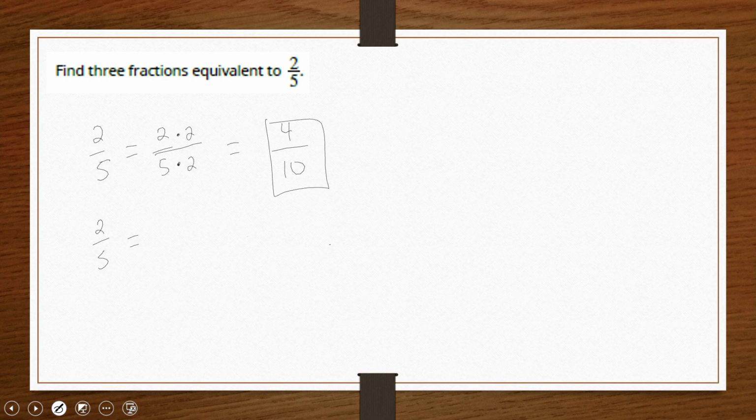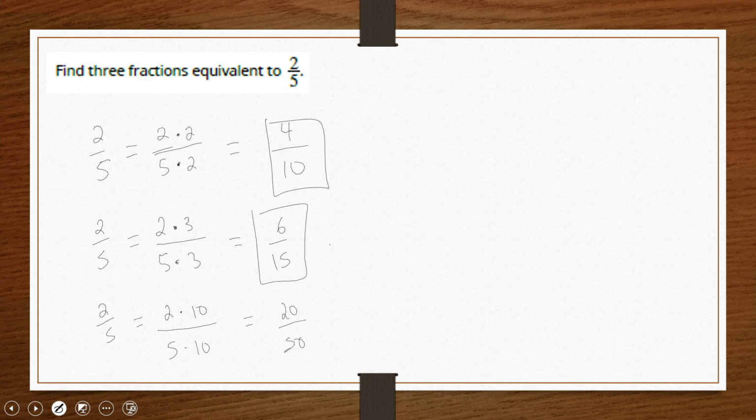Now, as you can see, I could basically arbitrarily choose any constant term and come up with a new looking fraction. So in this case, I choose 3, I get 6 out of 15. And the last one here, we could say arbitrarily, let's do something like 2 times 10 and 5 times 10. We would end up with 20 over 50. So again, all of these fractions are equivalent, but they look different from one another.